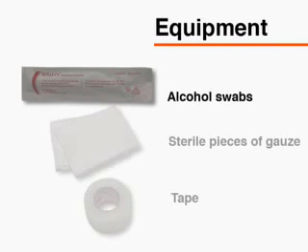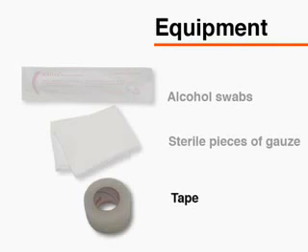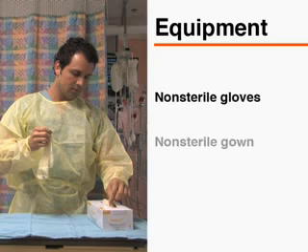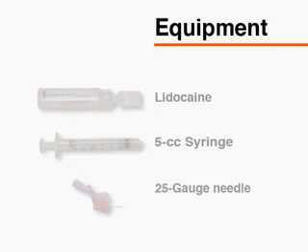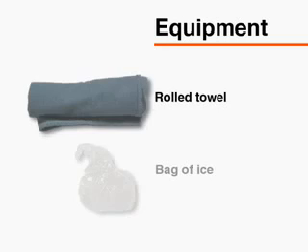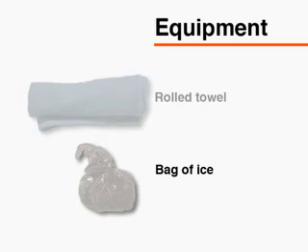You will also need the following: alcohol swabs, sterile pieces of gauze, tape, non-sterile gloves and a non-sterile gown, 1% lidocaine without epinephrine for local analgesia, a 5 cc syringe with a 25 gauge needle, a small rolled towel to place under the wrist, and a bag of ice in which to transport the sample to the lab if required.